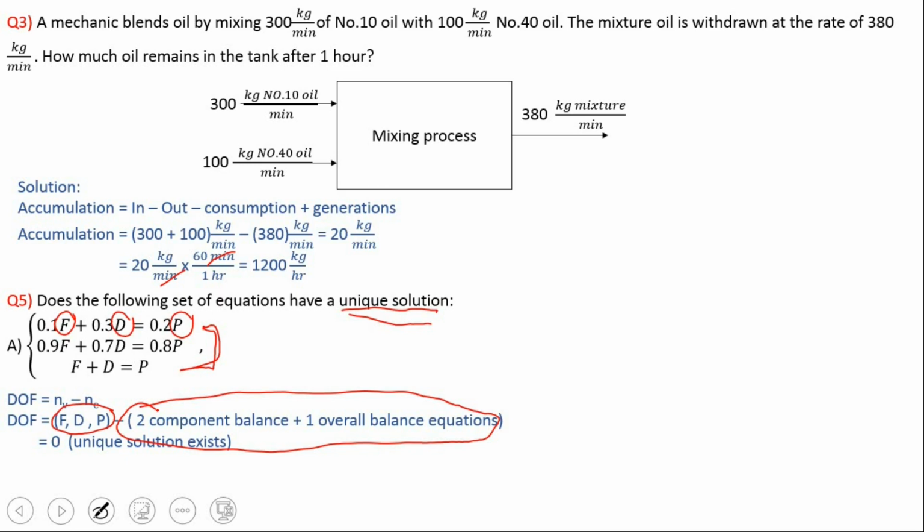However, you have to check mathematically whether the set of 3 equations has an indefinite solution or a definite solution. I'm not going to do it because we just need to understand the degree of freedom analysis, and there is a possible solution for the set of equations.